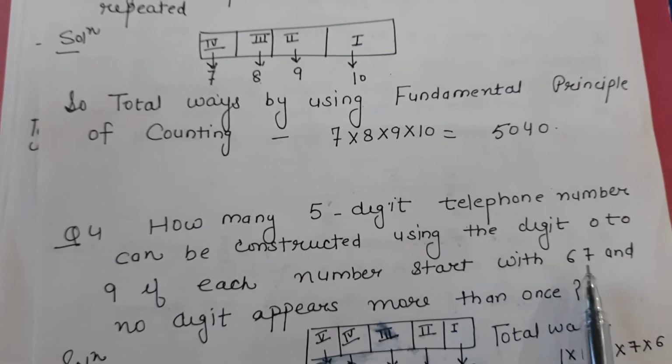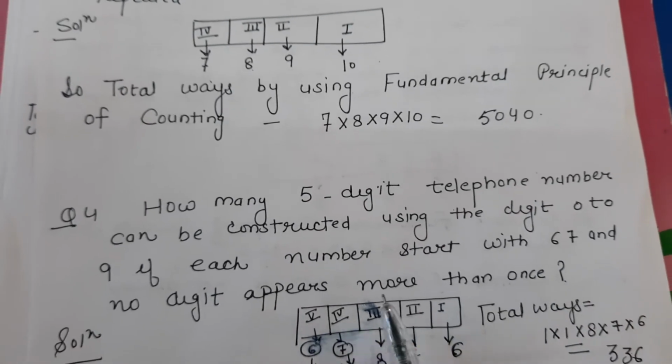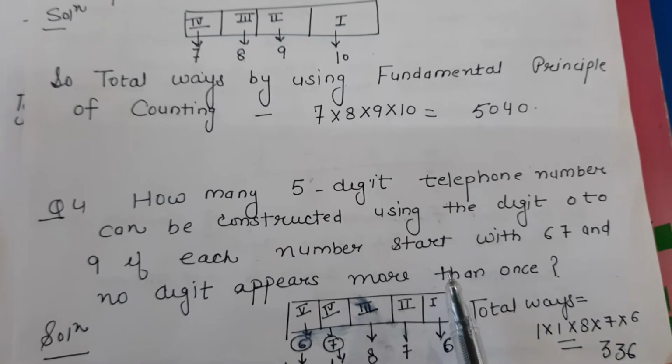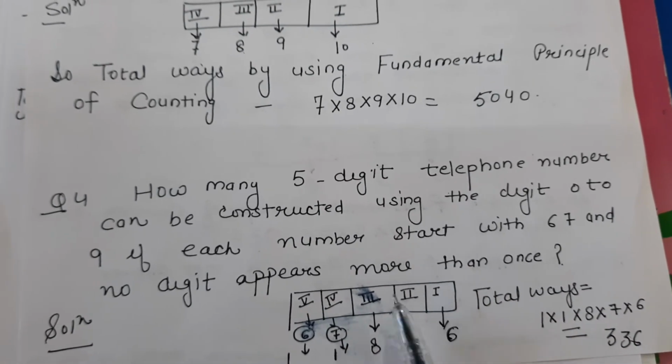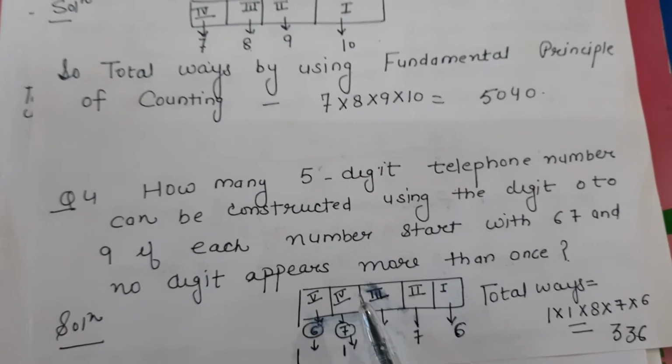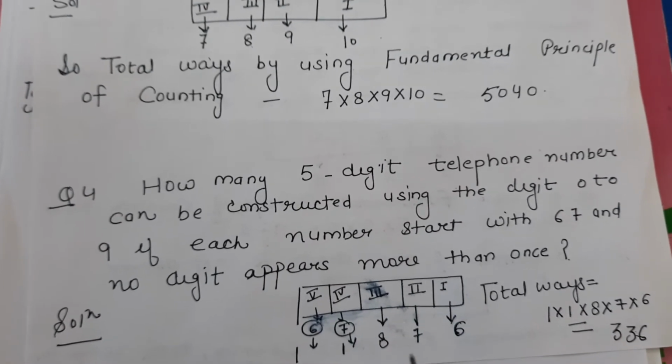Question number 4. How many 5-digit telephone numbers can be constructed using the digits 0 to 9 if each telephone number starts with 67 and no digit appears more than once? That means repetition of digits is not allowed. First you have to form a 5-digit number. Make 5 blocks. Now it starts with 67. Whenever you have a condition, you will start from that place only.